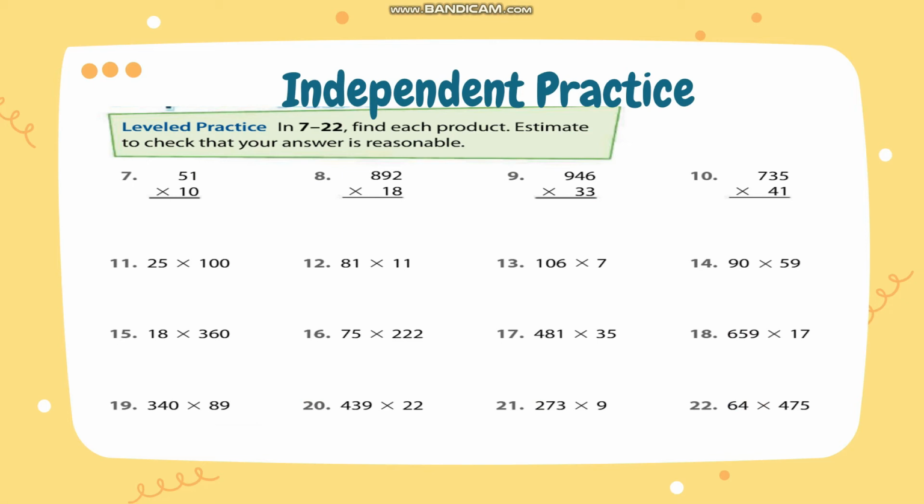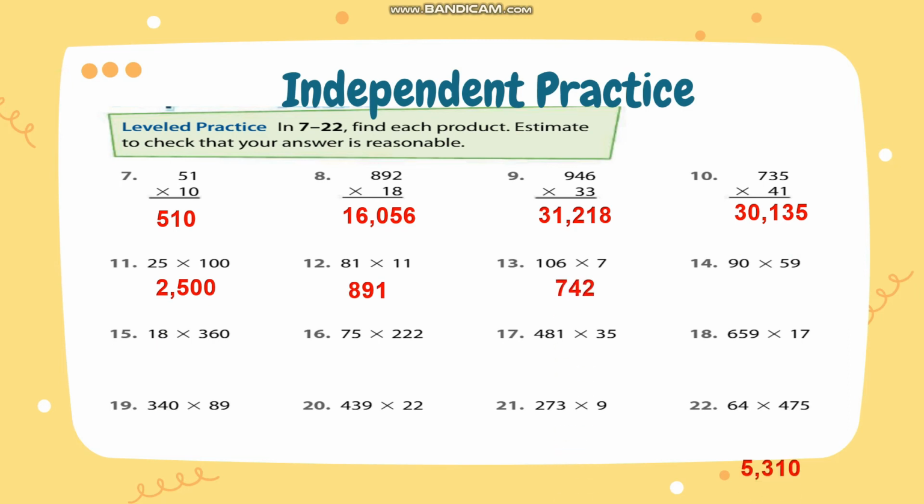Time is up. So the answer for number 7, 510. Number 8, 16,056. Number 9, 31,218. Number 10, 30,135. Number 11, 2,500. Number 12, 891. Number 13, 742. Number 14, 5,310. Number 15, 6,480. Number 16, 16,650.